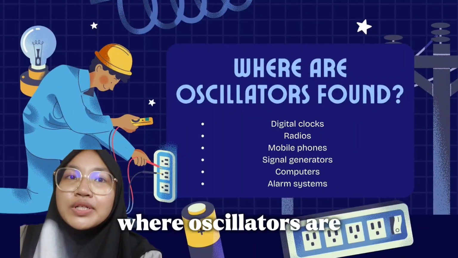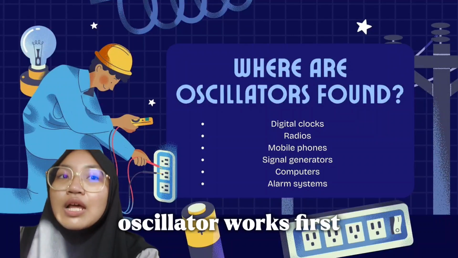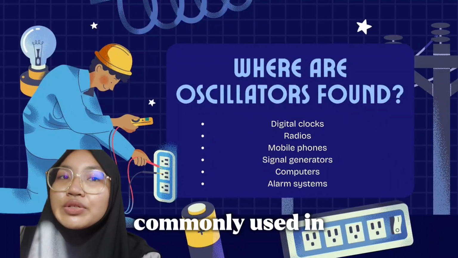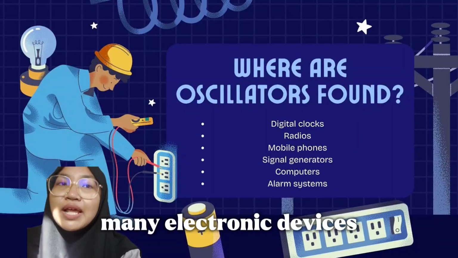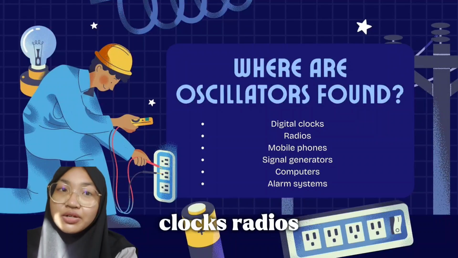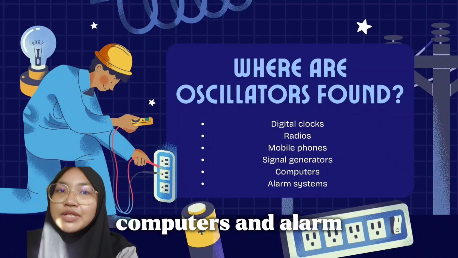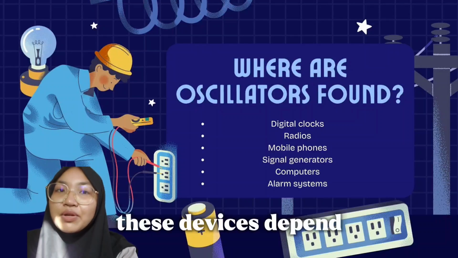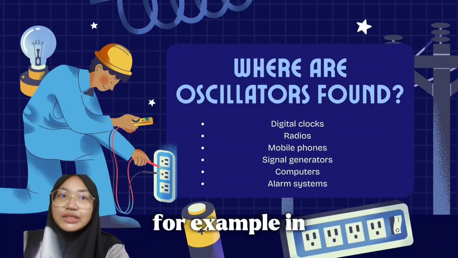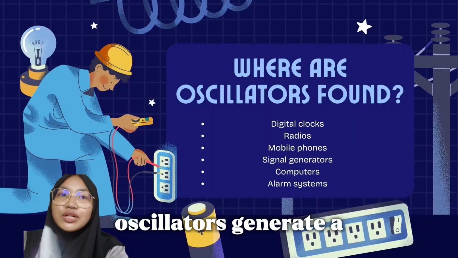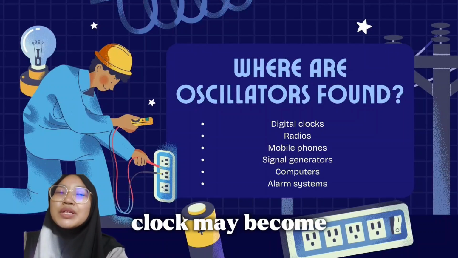I will cover where oscillators are found and how an op-amp oscillator works. First, let's look at where oscillators are commonly used in our daily life. Oscillators are widely used in many electronic devices such as digital clocks, radios, mobile phones, signal generators, computers, and alarm systems. These devices depend on oscillators to function properly. For example, in digital clocks, oscillators generate a constant frequency to keep accurate time. Without it, the clock may become inaccurate.